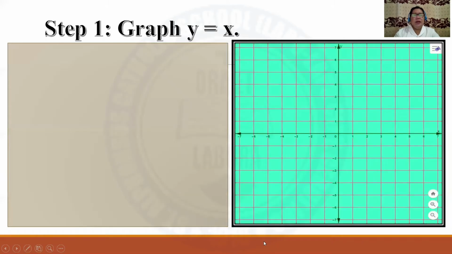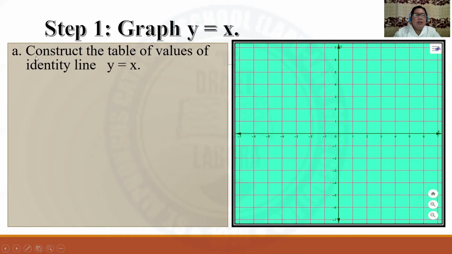Then, we are ready to graph now. So, step 1, graph the identity line y = x. So, under step 1, you have to construct the table of values of the identity line y = x.